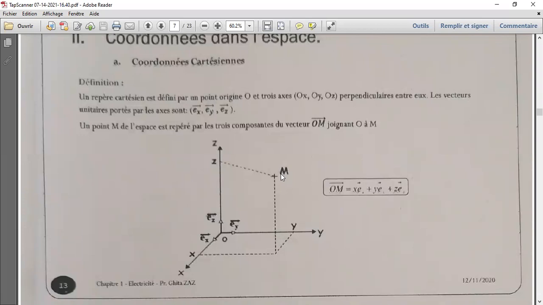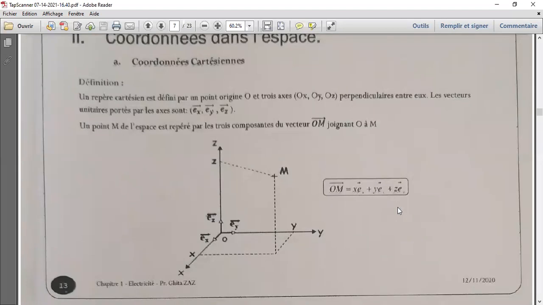What you have to know is that when you're calculating the vector OM, it is equal to X EX vector plus Y EY vector plus Z EZ vector. So I'm just adding Z here. What is important is that in Cartesian coordinates, in space, we add Z. That's what you have to know.